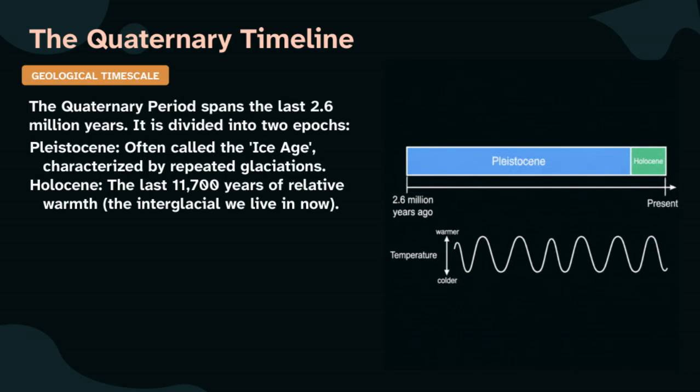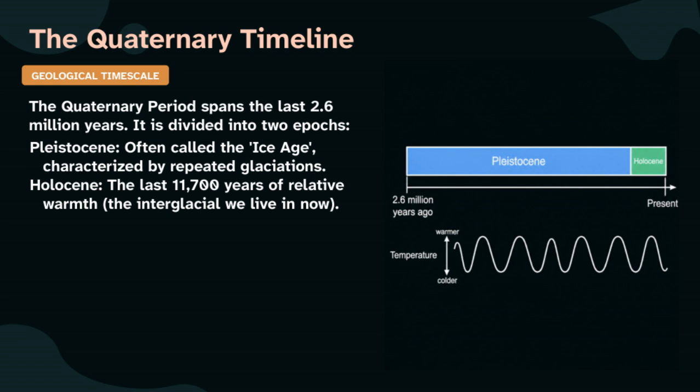The Quaternary period spans the last 2.6 million years. It is divided into two main epochs. The first is the Pleistocene. The Pleistocene is often called the Ice Age. It lasted from the beginning of the Quaternary until around 11,700 years ago. It was characterized by repeated glaciations, meaning ice sheets expanded and retreated many times.